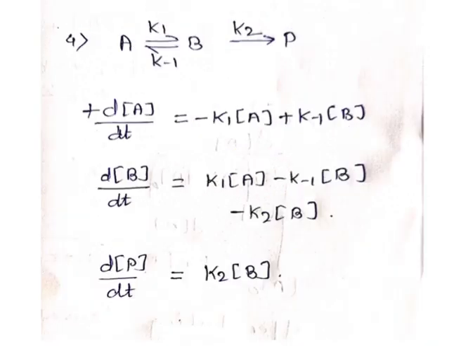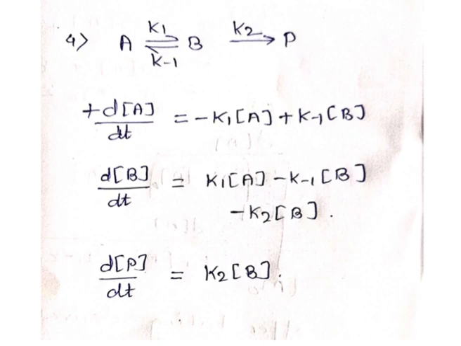So our next example is A gives B. B reversibly gives A. From B species there is a formation of product. So see here, this reaction is a complex type reaction. A gives B with rate K1. Then B gives product with rate K2, and here B species again gives A and rate is K minus 1.